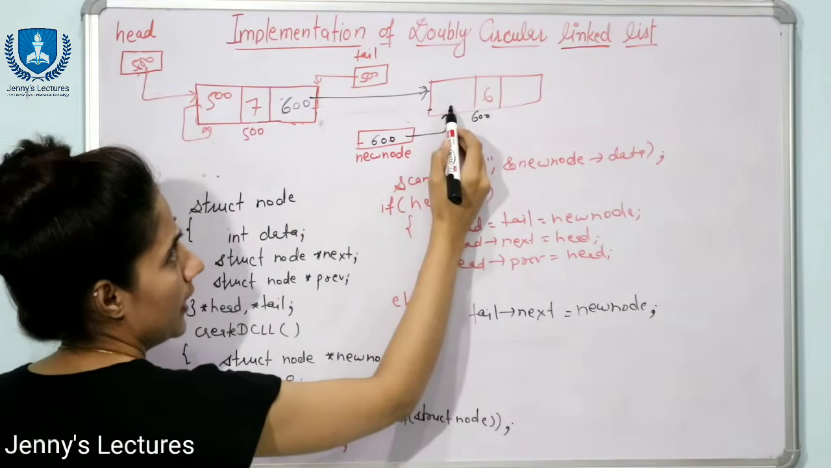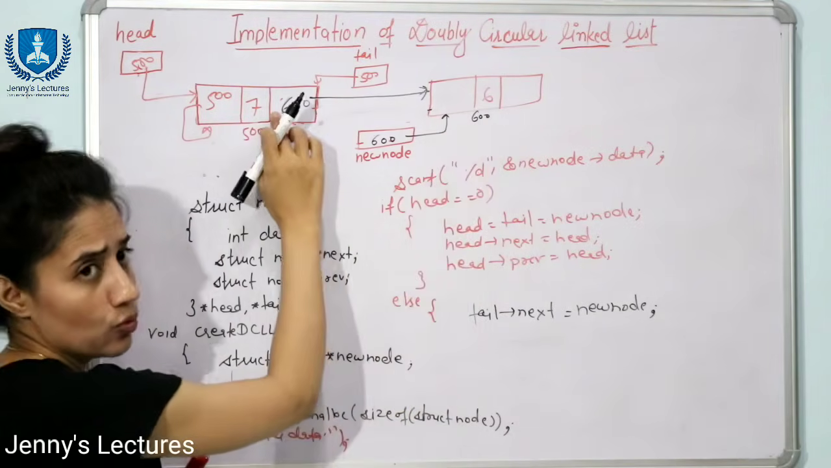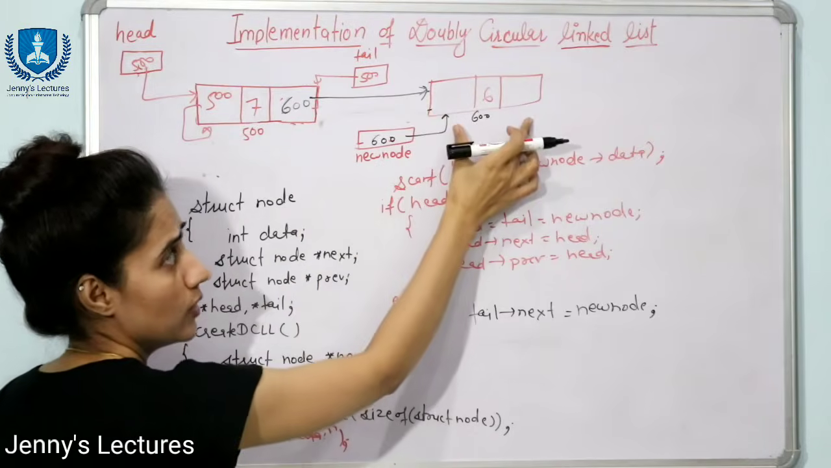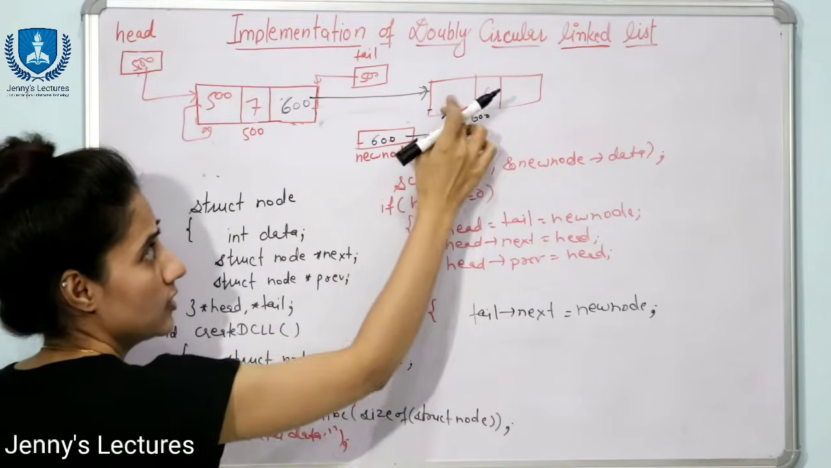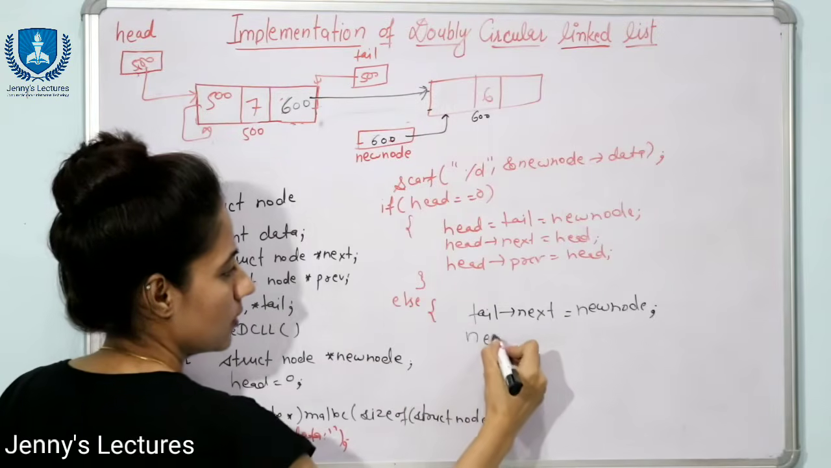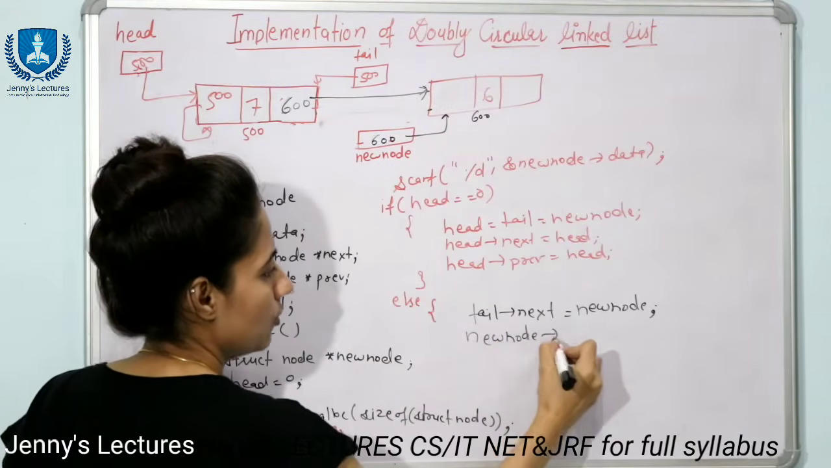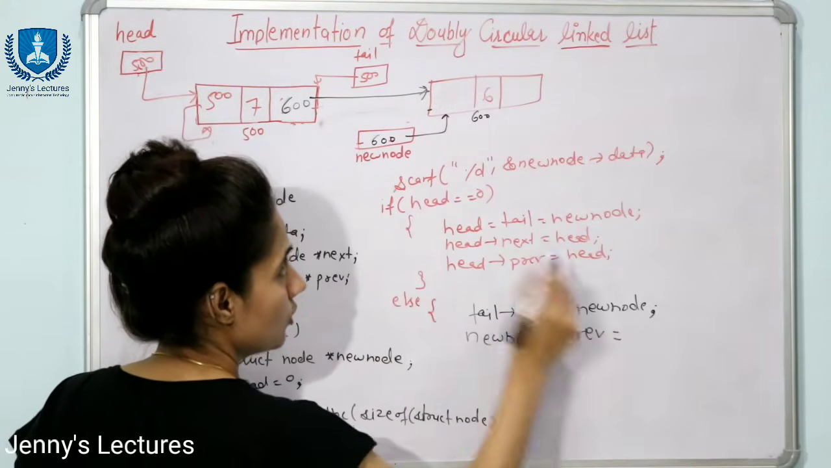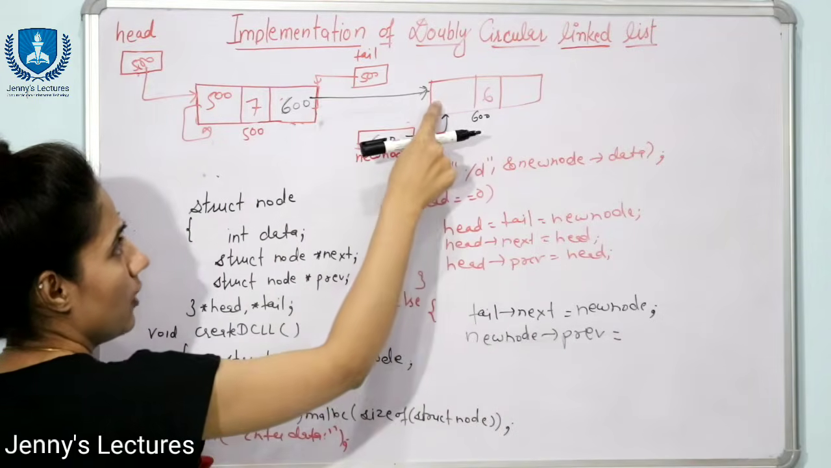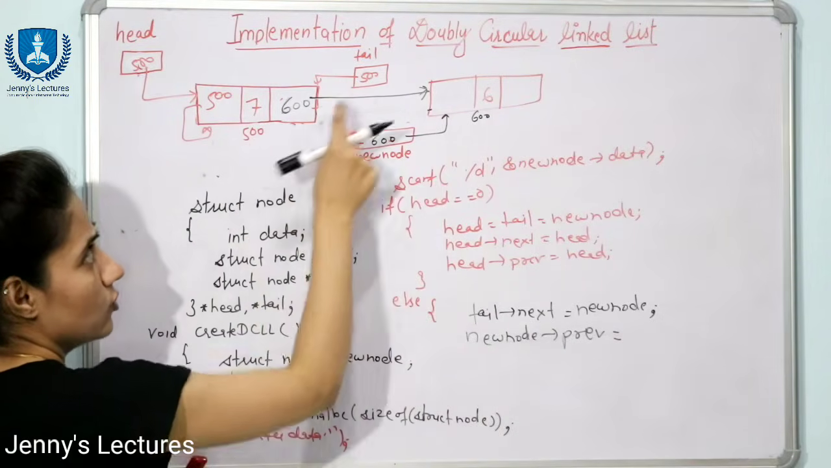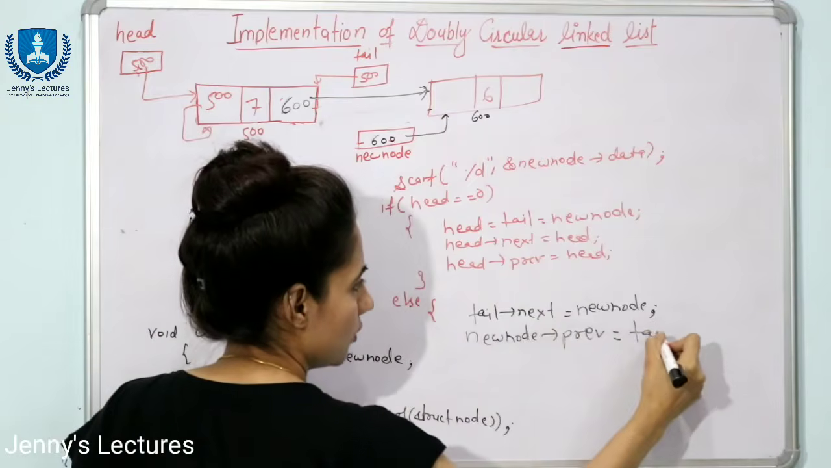So now in this node, here we will store the address of the previous node, right? The previous pointer of this node will contain the address of the previous node, right? How can you access this part? New node prev. So here I will write new node prev, because the pointer to this node is new node. What I want to store is the address of the previous node, that is 500. So in tail we have 500, so I will write here what? Tail.